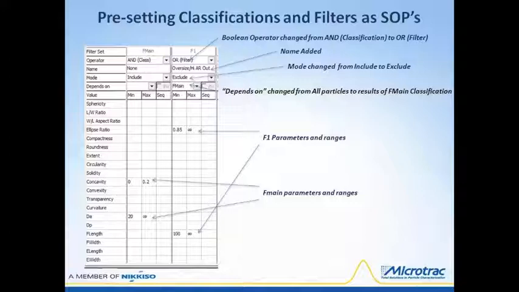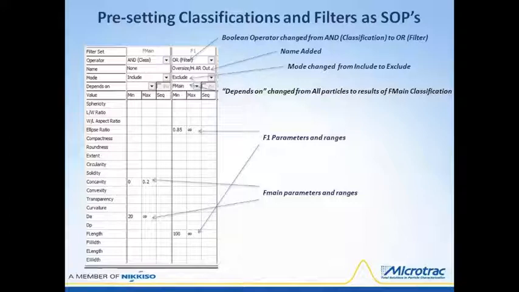The OR operator indicates a filter and is all-inclusive in that the particles in this filter can have either an ellipse ratio greater than 0.85 or an F-length greater than 100 microns. Classifications are most often used to include particles, and filters are most often used to exclude particles from the distributions reported. Below that, a name for the filter has been added.